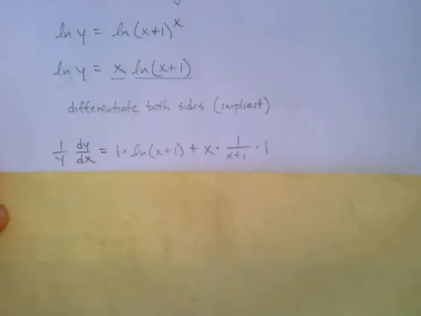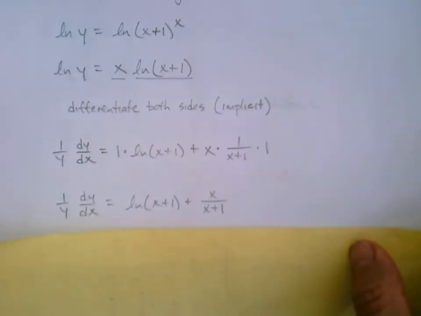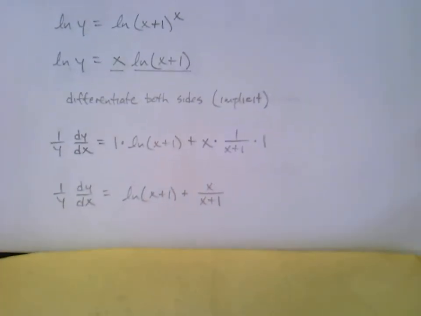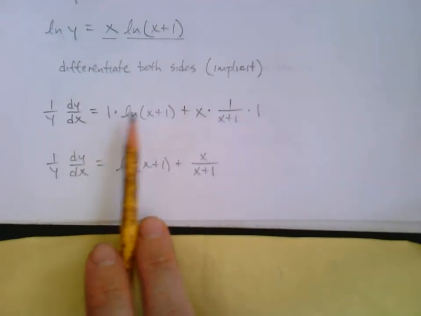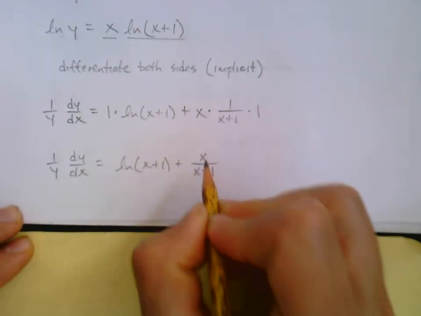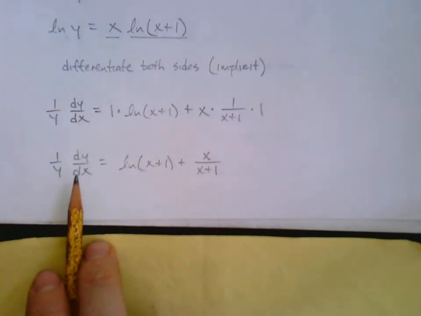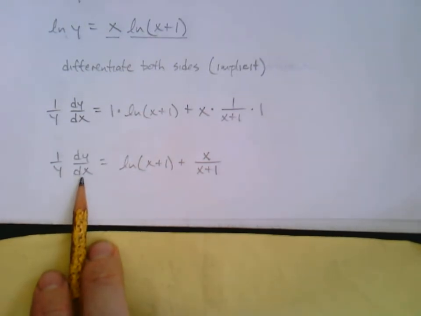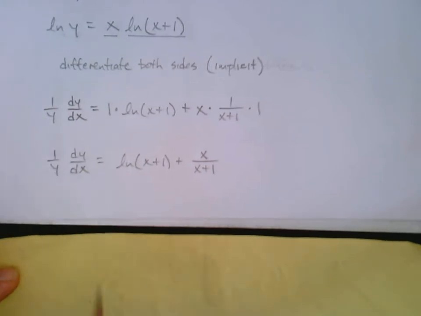We're doing pretty good. Let's clean up this right side before we go any further. Okay, so get rid of the 1. I'm going to put that x up on top. Okay, that looks a little bit neater. We're very close to the answer. We want to know dy over dx. We want to solve for this. That's what we do with implicit differentiation, right? Okay, so we're going to multiply the y on over there.